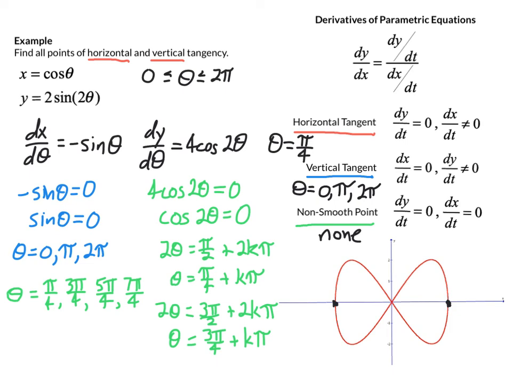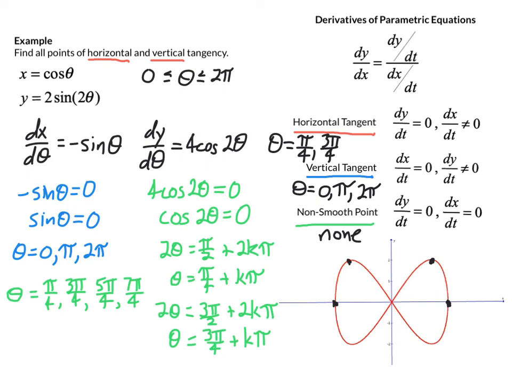And if we just work our way around here, when theta is pi over 4, then I have the cosine of that, square root of 2 over 2, and 2 times the sine of pi over 2. So that's (square root of 2 over 2, 2). That's this point here. That's my first horizontal tangent. And we work our way around. So 3 pi over 4, I'm going to have (negative square root of 2 over 2, 2), that point on the plane.